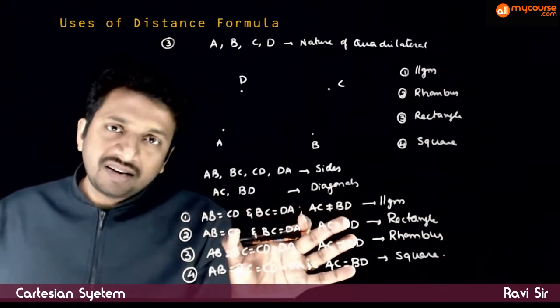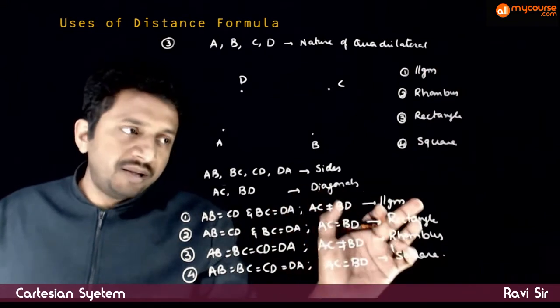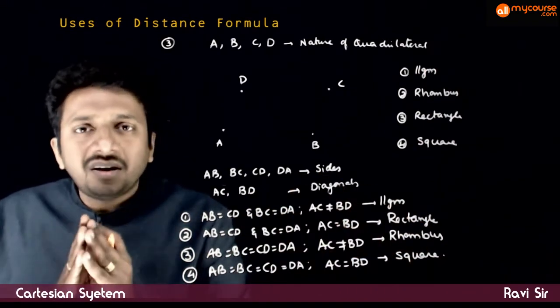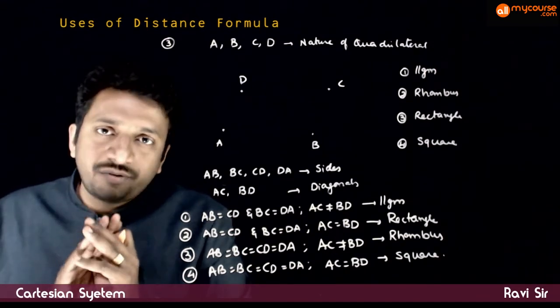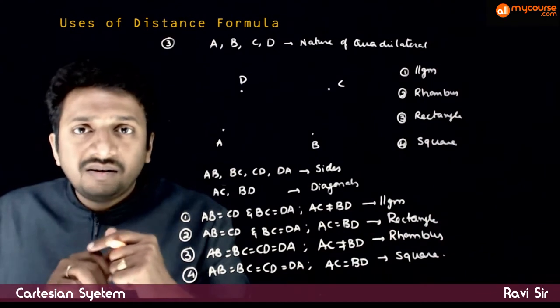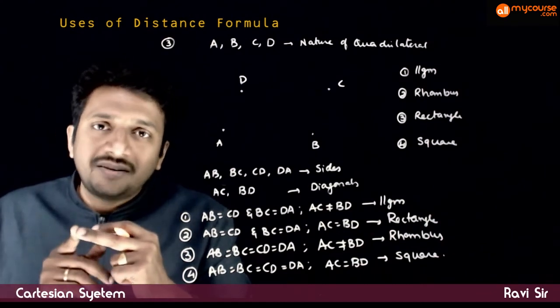So these are the specific conditions for parallelogram, rectangle, and so on. So these are the 3 major uses of the distance formula: to check the collinearity, to find the nature of the triangle, and to find the nature of the quadrilateral.